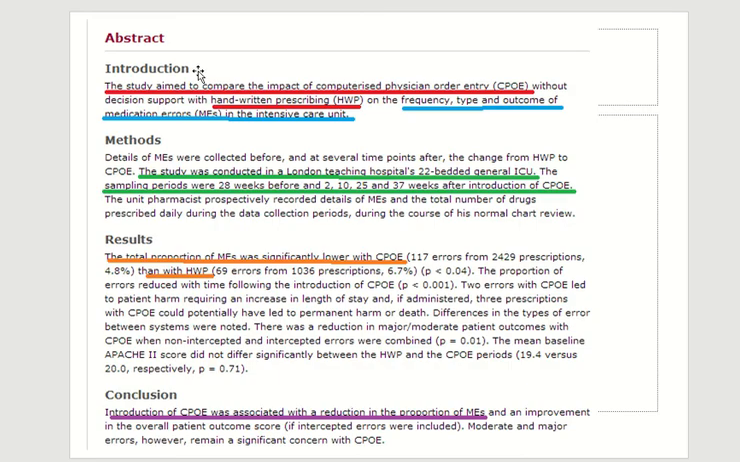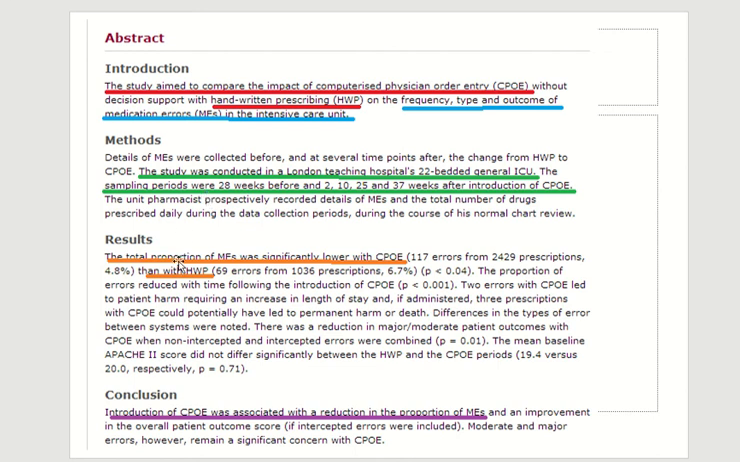So let's look at the abstract. The study aimed to compare the impact of computerized physician order entry to handwritten prescription on the frequency and type of medication error in the intensive care unit. If you look at the method, the study was conducted in a London teaching hospital in a 22 bedded general ICU. The sampling period was 28 weeks before and 2, 10, 25, and 37 weeks after introducing the CPOE, which is, I think, the computerized physician order entry. So they looked at what happened before, and then they introduced it, and they looked at what happened after.